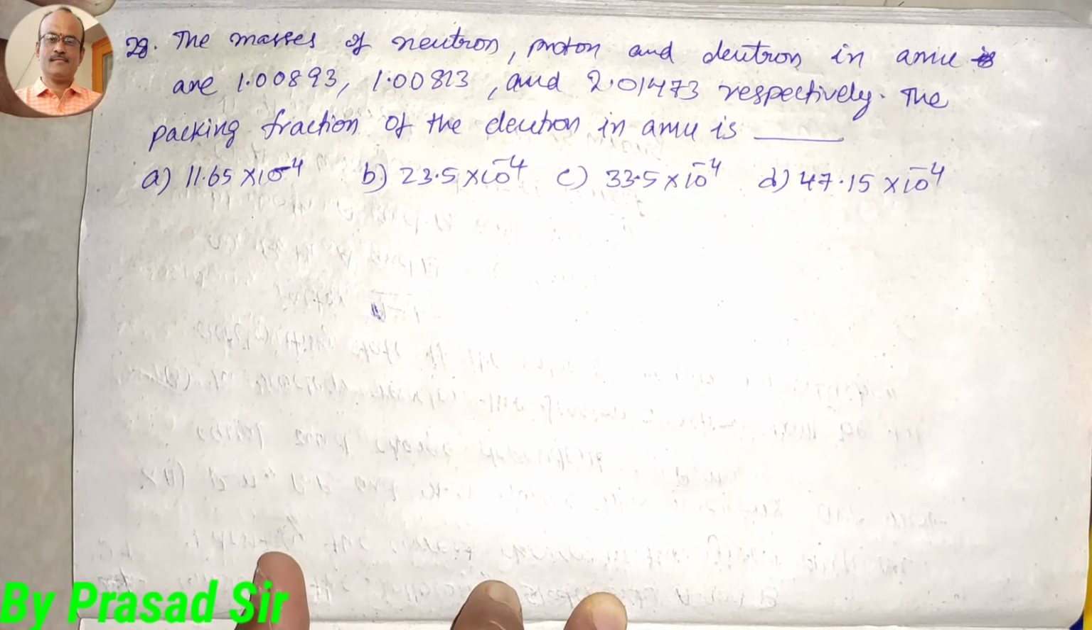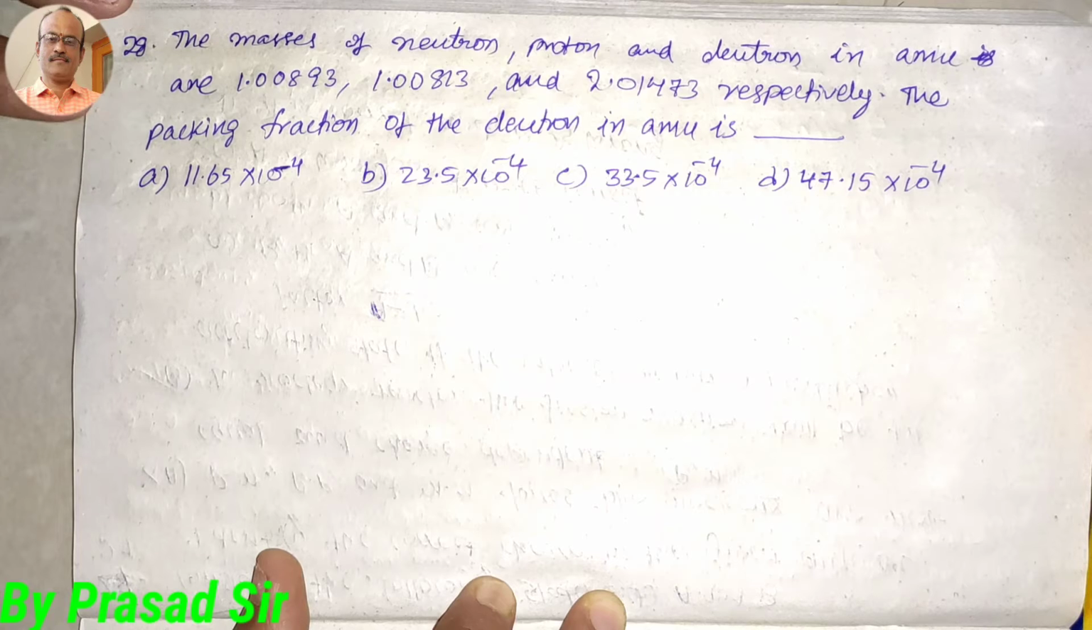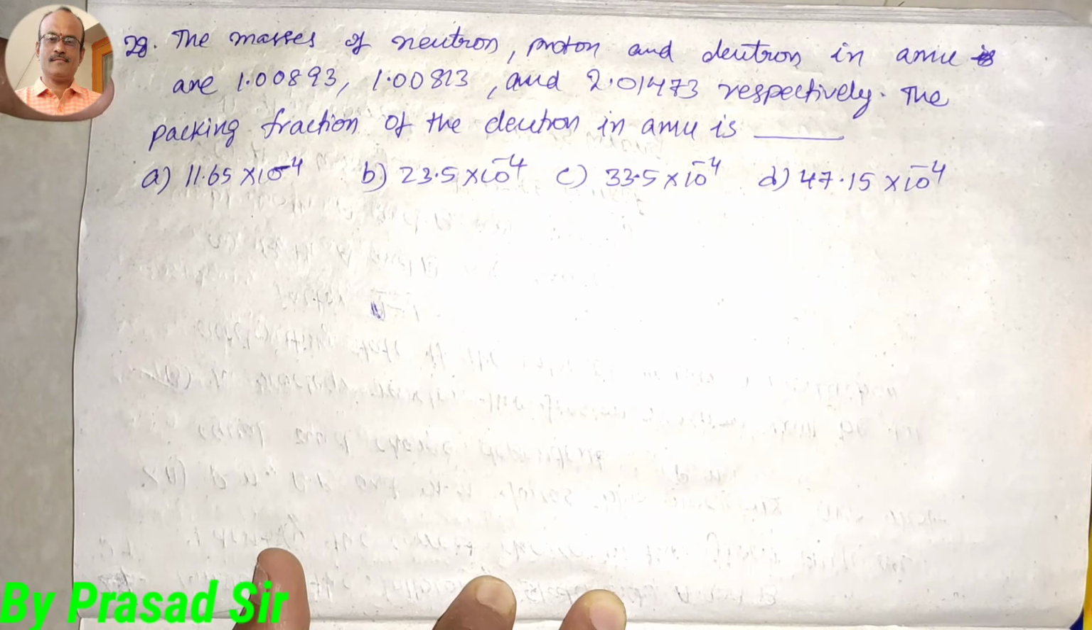Now the question number 28. The masses of neutron, proton, and deuteron in AMU, that is atomic mass unit, are 1.00893, 1.00813, and 2.01473 respectively. The packing fraction of a deuteron in AMU, that means atomic mass unit, is how much?